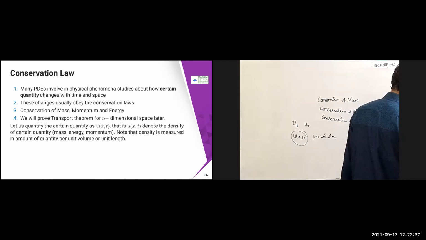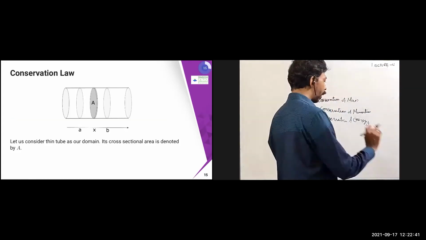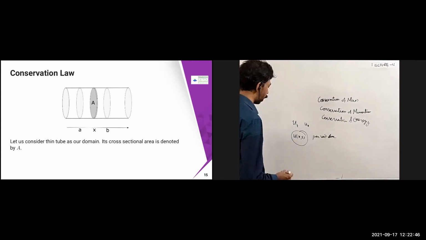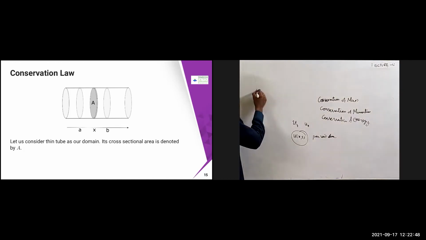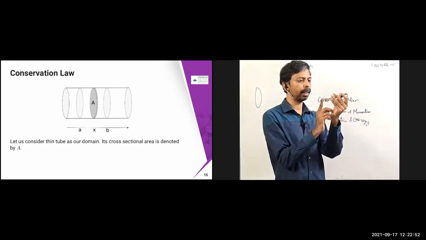Now what we are going to do, we are going to derive something. Let us derive the heat equation. Okay, using this, I am having a rod. I am just magnifying. So this is my rod, already explained for the heat equation.